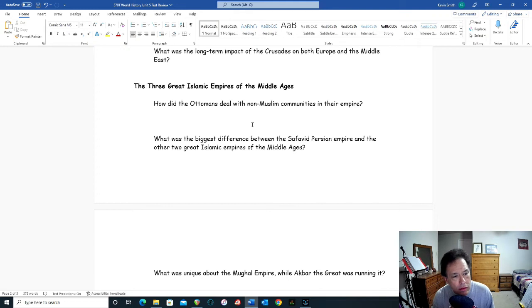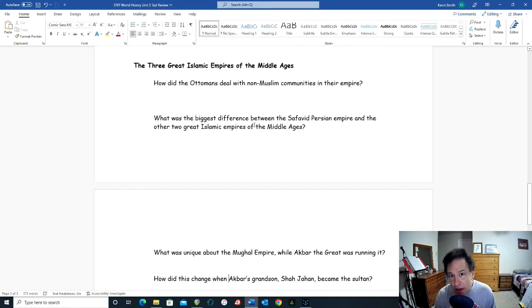What was the biggest difference between the Safavid Persian Empire and the other two great Islamic empires of the Middle Ages, the Mughals and the Ottomans? Unlike the Ottomans in Anatolia, and Anatolia is just an ancient name for Turkey, and unlike the Mughals in northern India, the Safavid Persians were Shiite Muslims. The modern country of Iran, which is where the Safavid Persians were based, is still mainly Shiite to this day.